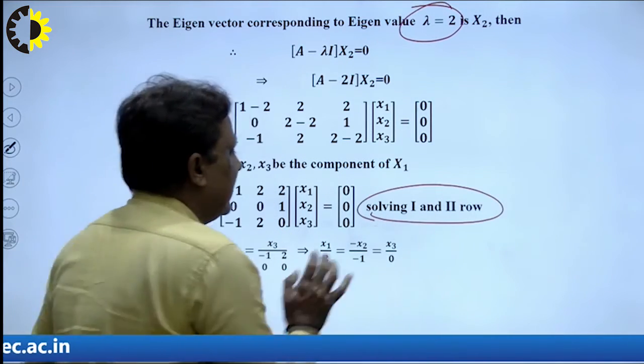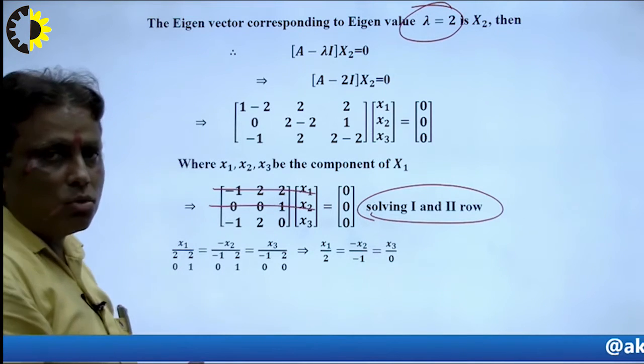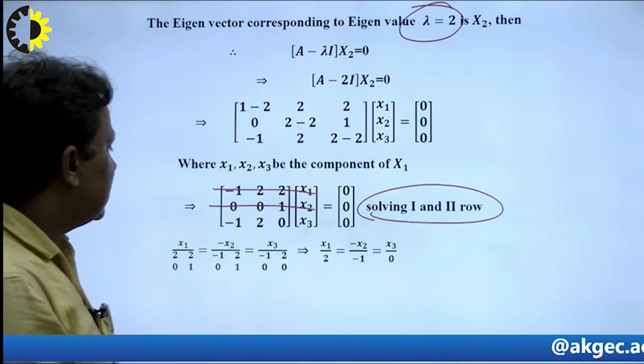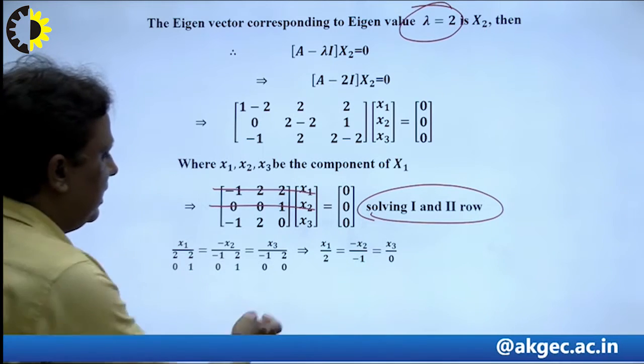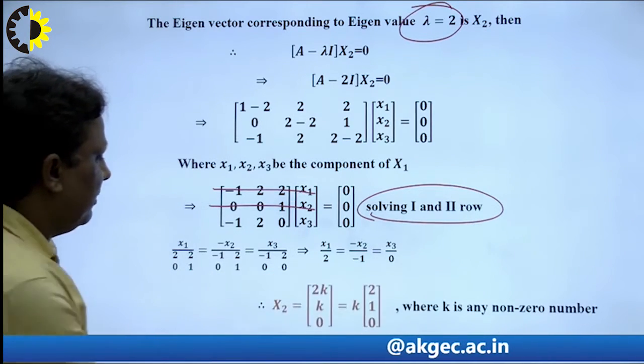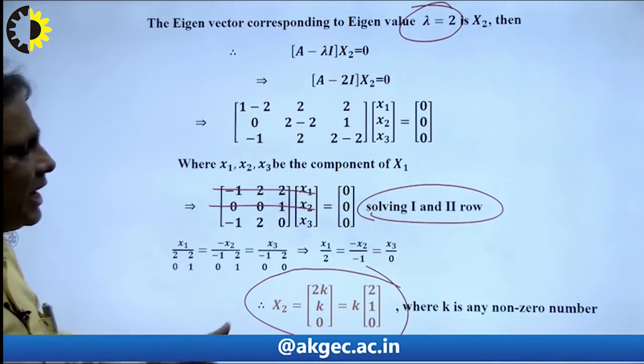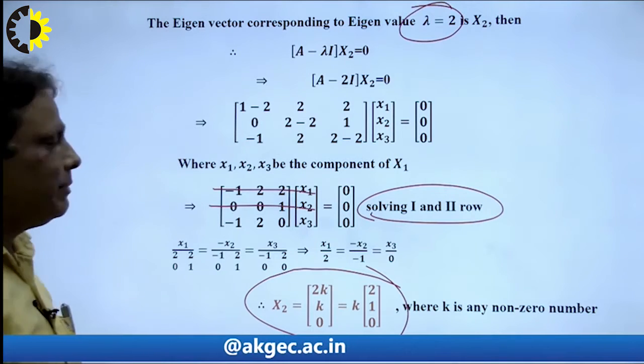Solving the first and second rows, because the first row and second row are not the same, we can solve the first and second together. So we get x1, x2 and x3 here. What will be the result? The result will be this. In this way we find the second eigenvector corresponding to lambda equal to 2.